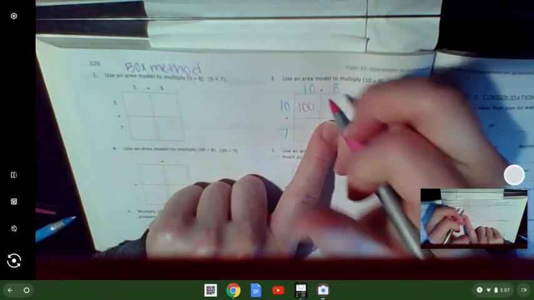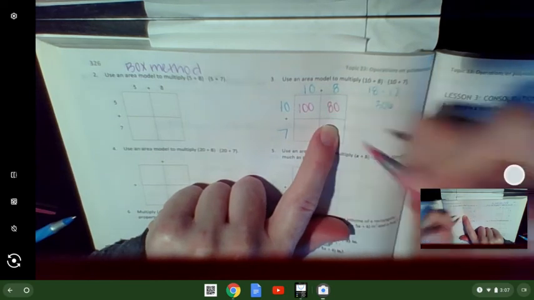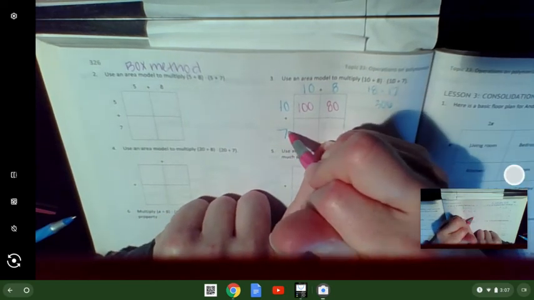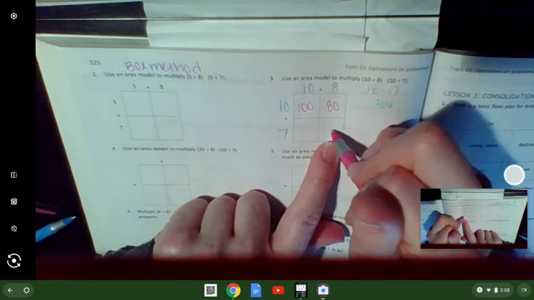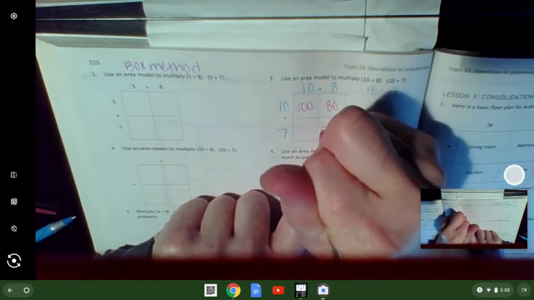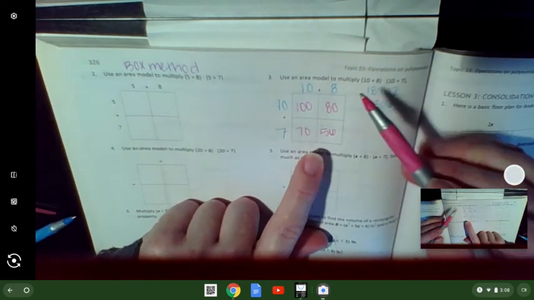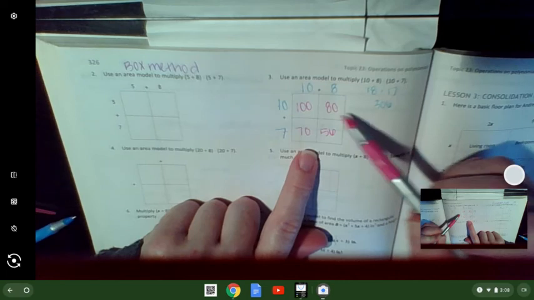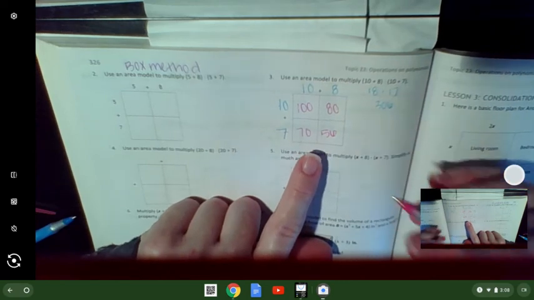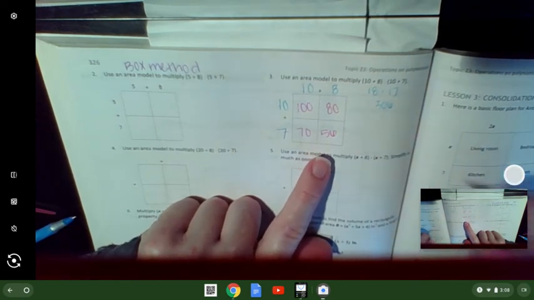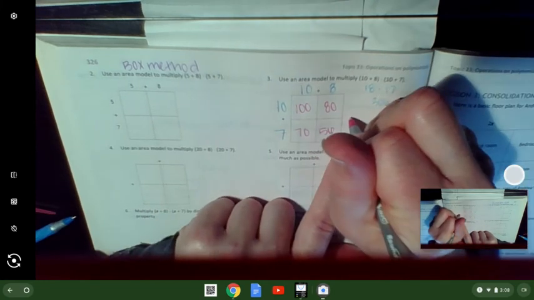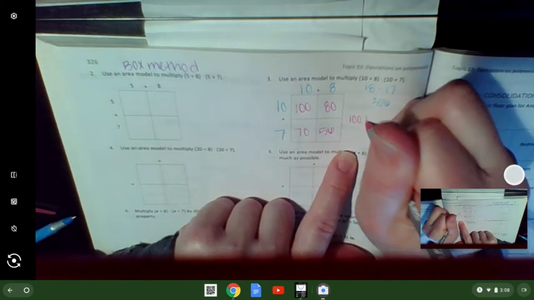Moving over to this box, I have 10 times 8, which is 80. Moving down, I have 7 times 8, which is 56. And I have 7 times 10, which is 70. So does that mean 18 times 17 is all these numbers? No. Now that I have done these groups of multiplication, I am going to add up everything.